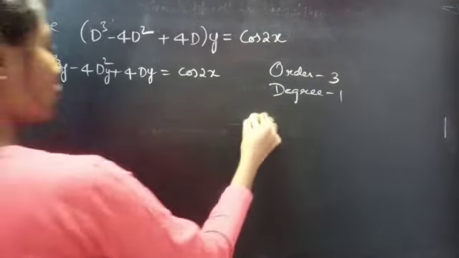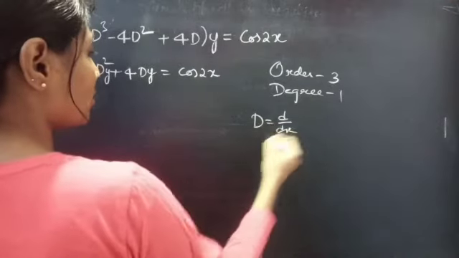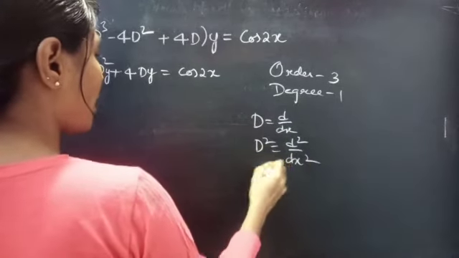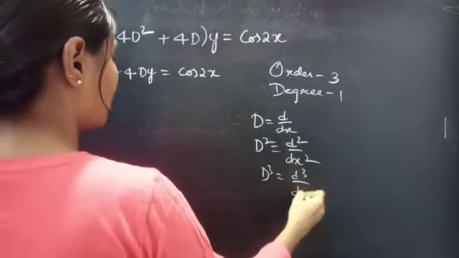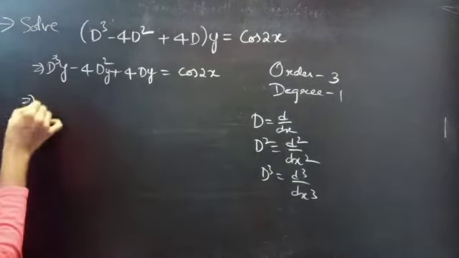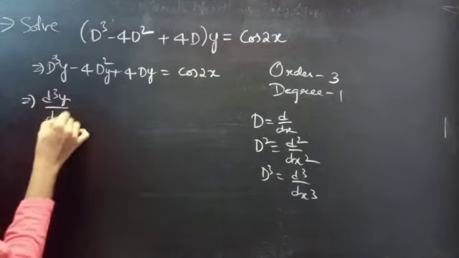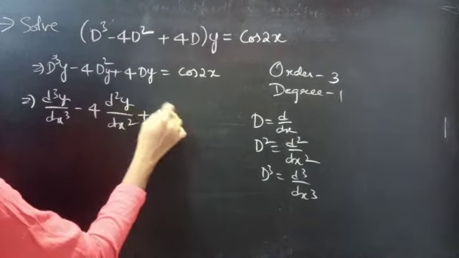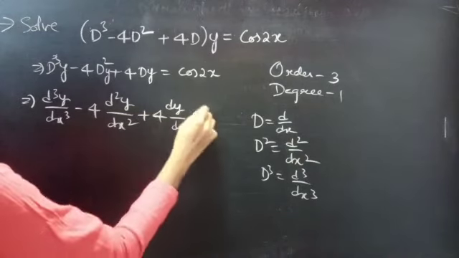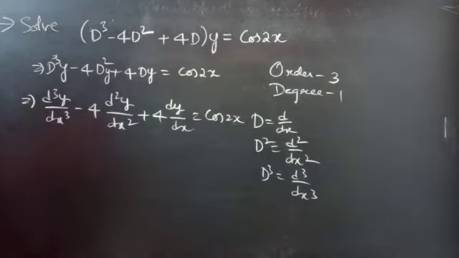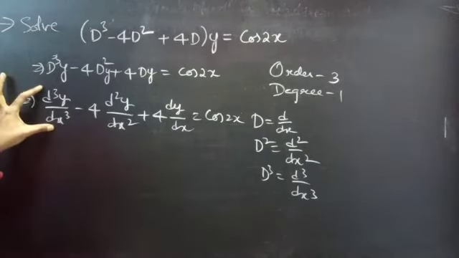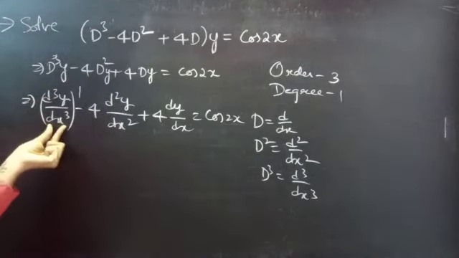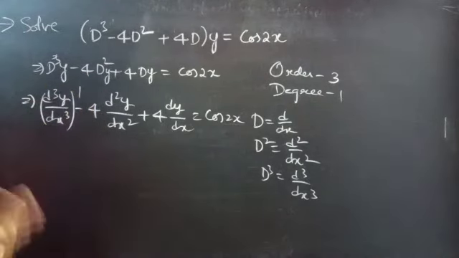We know that the differential operator D equals d by dx, D square is d square by dx square, and D cube is d cube by dx cube. Then we can write the given equation as d cube y by dx cube minus 4 into d square y by dx square plus 4 into dy by dx equals cos 2x. So here our highest derivative is d cube y by dx cube, so our order will be 3, and the highest power of the highest derivative is our degree. So degree will be 1.